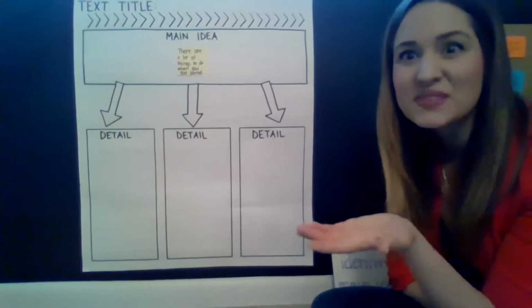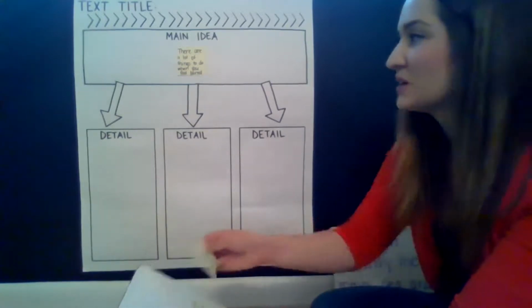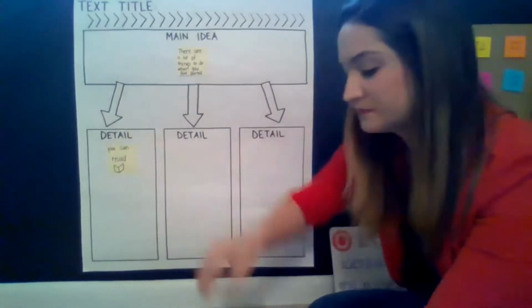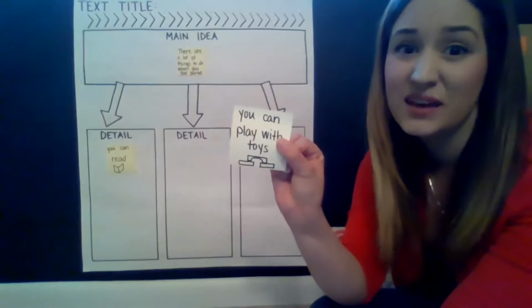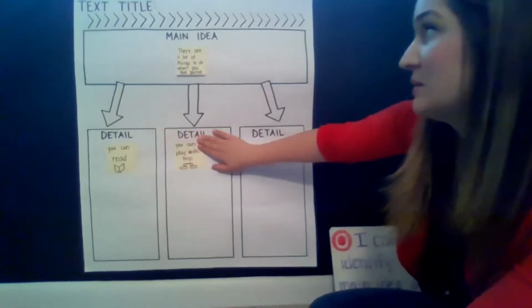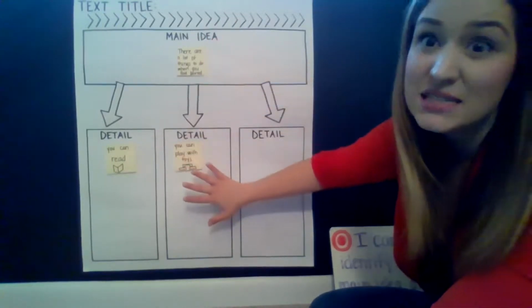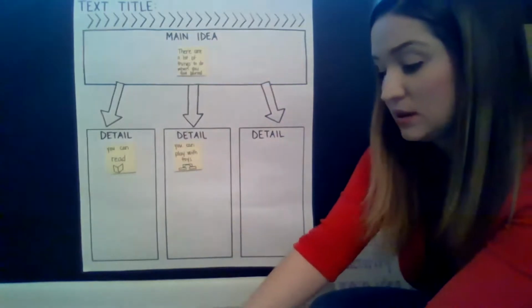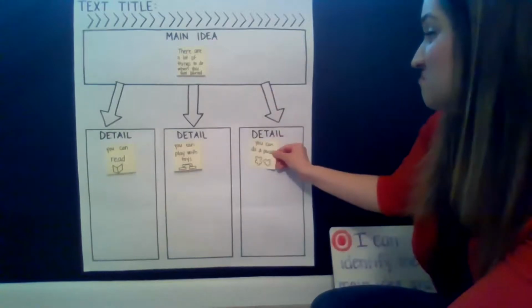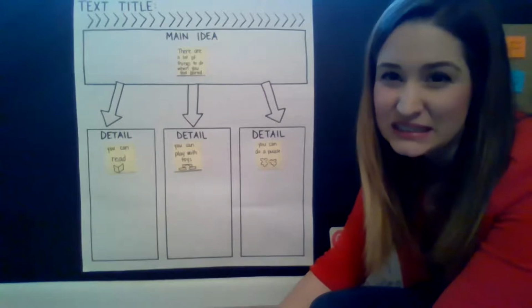Oh, yeah. I'm thinking of some ideas too. So I've got some of them written down here. One of the things the book said was that you can read. Let's add that on there. The book also said that you can play with toys when you're bored. That's another detail. So the main idea is there are lots of things I can do when I'm bored. The details are all the things I could choose. The book said you can do a puzzle. Okay. You thinking of anything else?